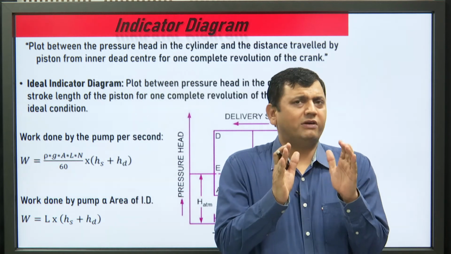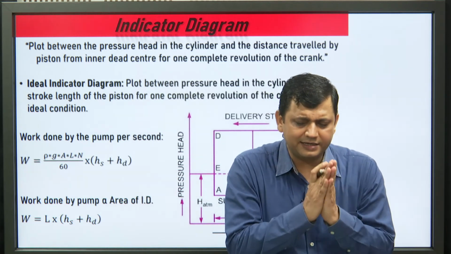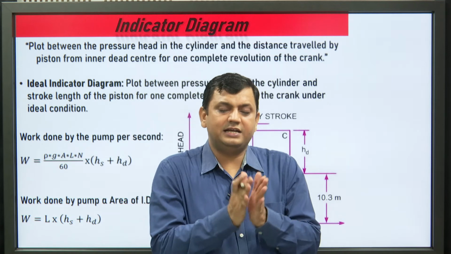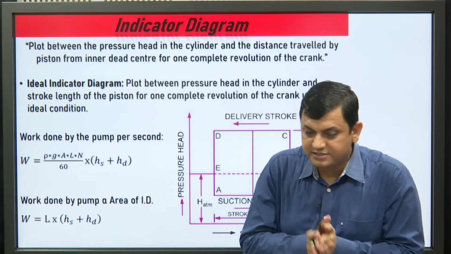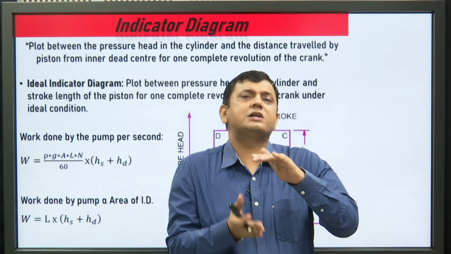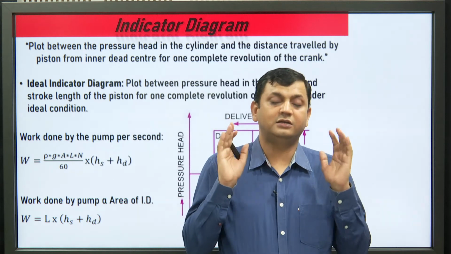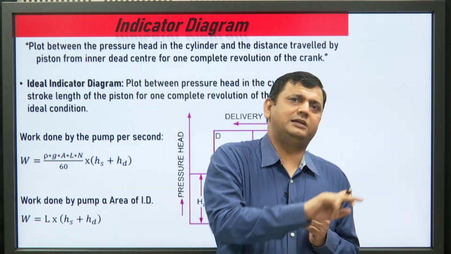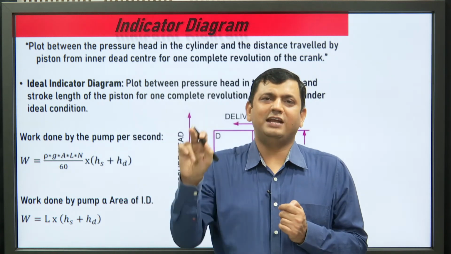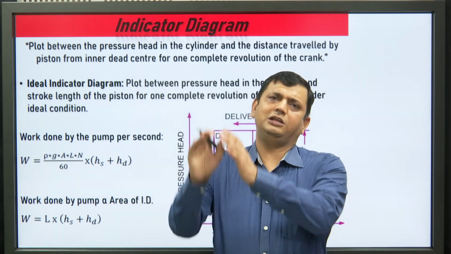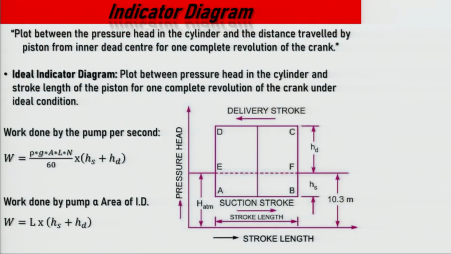So first we discuss what the indicator diagram is. The indicator diagram is nothing but a plot between the pressure head in the cylinder and the distance travelled by the piston from the inner dead center for one complete revolution, meaning stroke length versus pressure head, up to suction and completion of delivery: 0, 90, 180, then 180, 270, 360. From 0 to 360, suction and delivery, one complete revolution, a plot between stroke length versus pressure head.